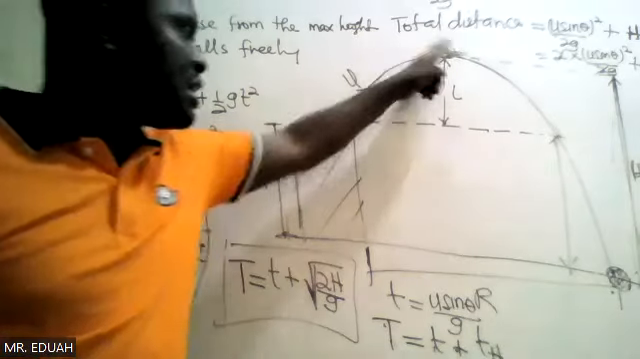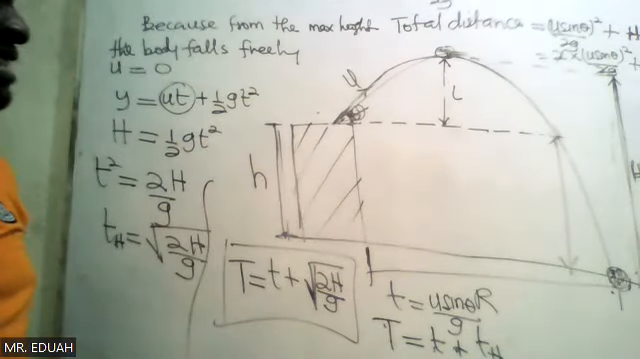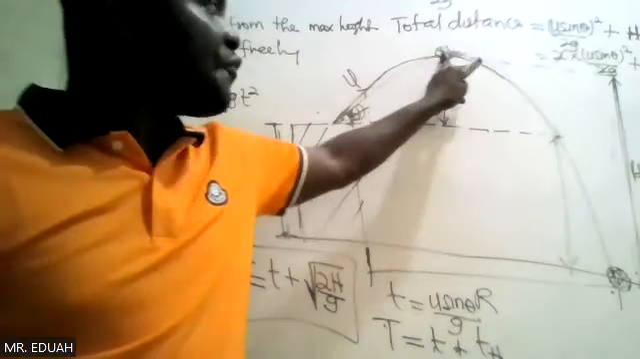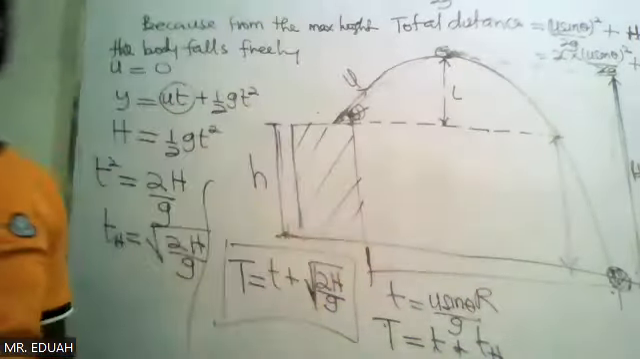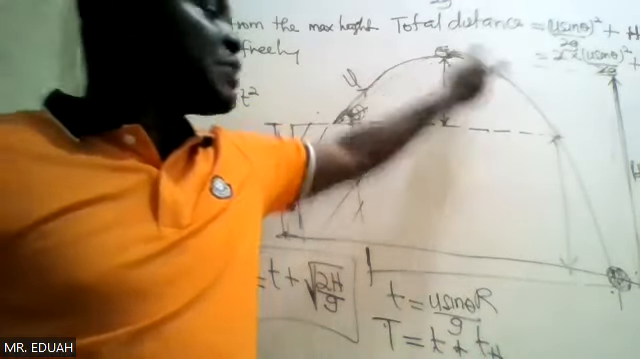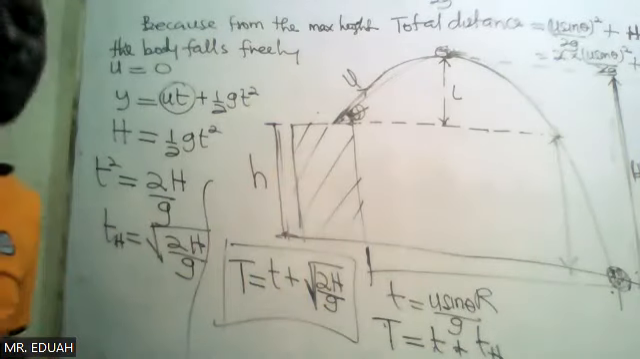To move from here to here, it will take u sine theta over g. To move from the maximum height to the ground, you have to factor in this total height. And when it is dropping from the maximum height to the ground, it is free falling.